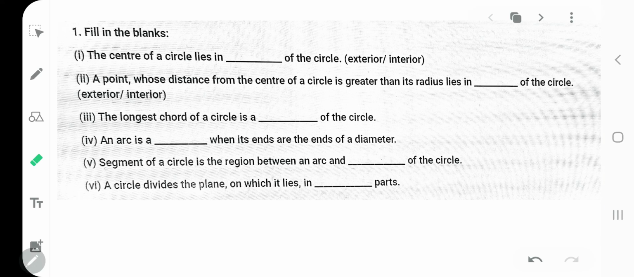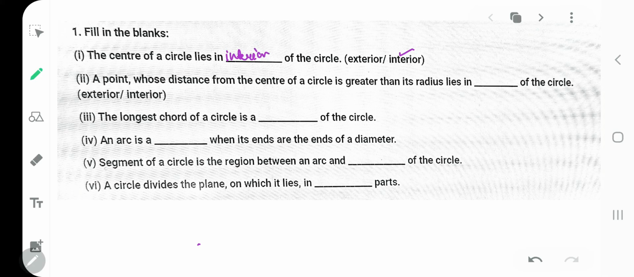Dear kids, today I am taking your chapter 10, that is circles. 10.1 we will start with today. Let's see. We have first fill in the blanks. The center of circle lies in dash of circle, interior or exterior. So that is interior obviously.